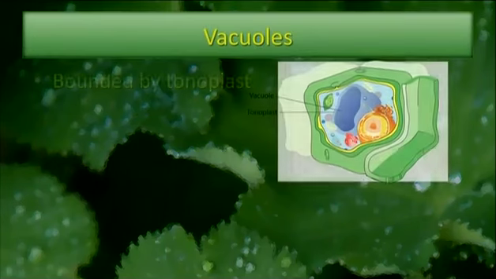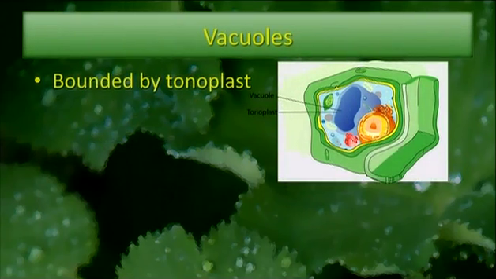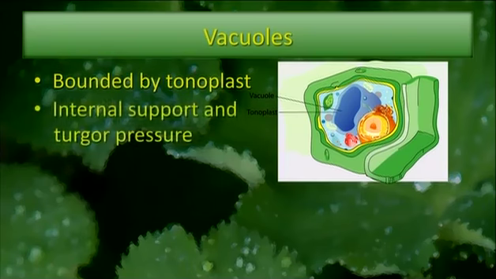Now we also have the central vacuoles of the plant cell. Here it is. It can actually take up 90% or more of the cell volume in a mature plant cell, okay? And it's bounded by a membrane called the tonoplast. The vacuoles function in internal support and turgor pressure. Turgor pressure helps keep the cells kind of full of water and kind of rigid, okay?